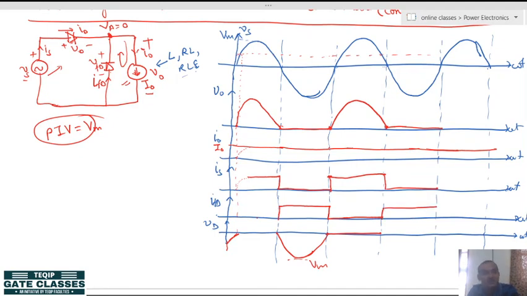And again since the main diode is off, the source voltage will appear across the main diode. From 4 pi the main diode again becomes forward biased, but due to the continuous nature of the current, there is no effect of E here. So again this diode will be on because of the supply only, and again we will get a full cycle like this. The source voltage will be like this, the freewheeling diode current will be 0, and the main diode voltage will be 0.